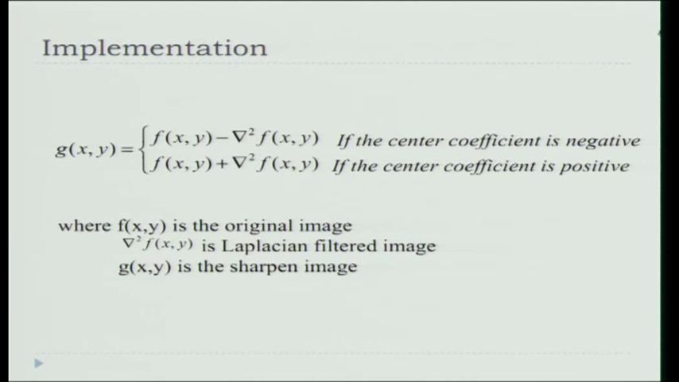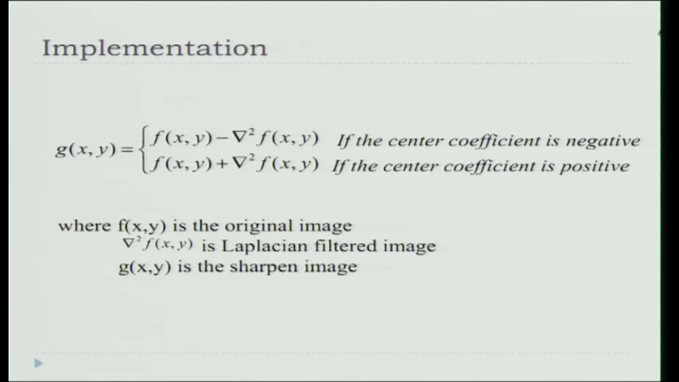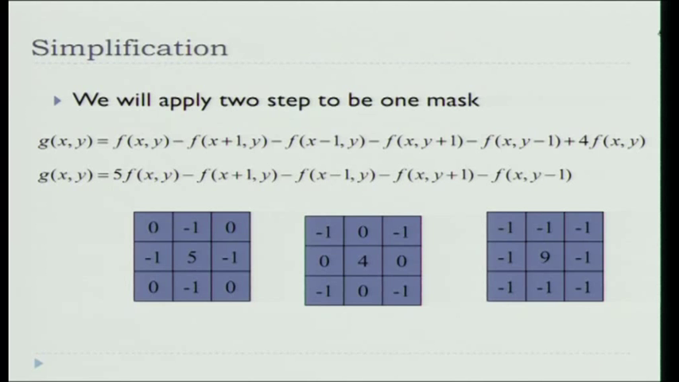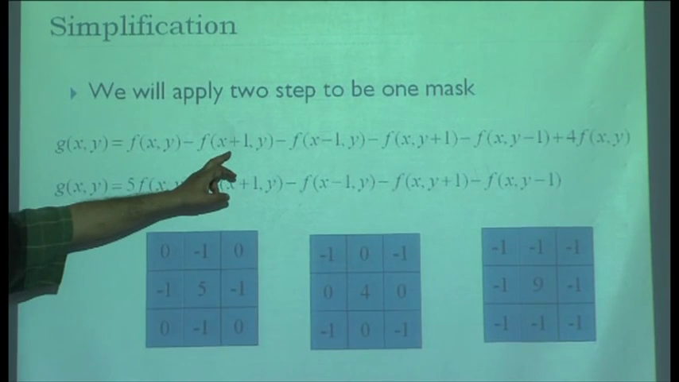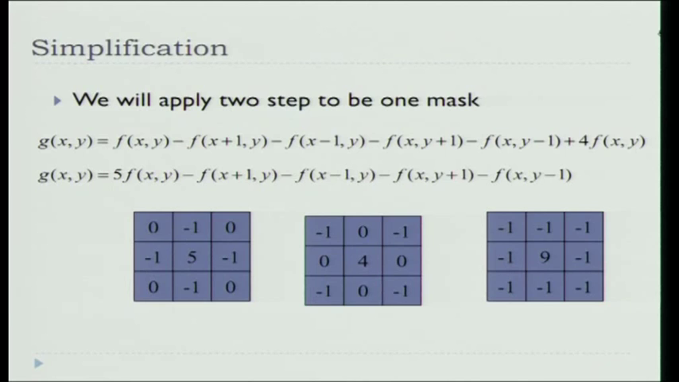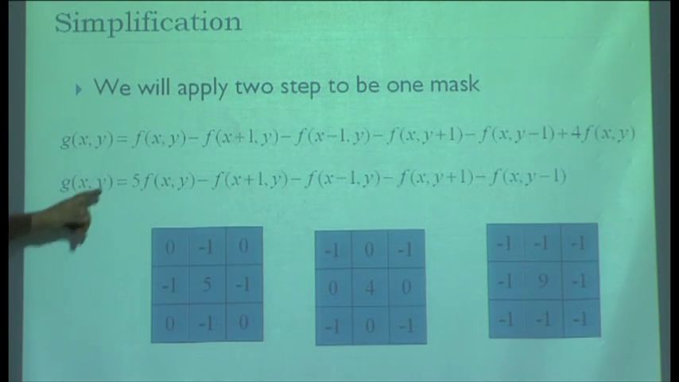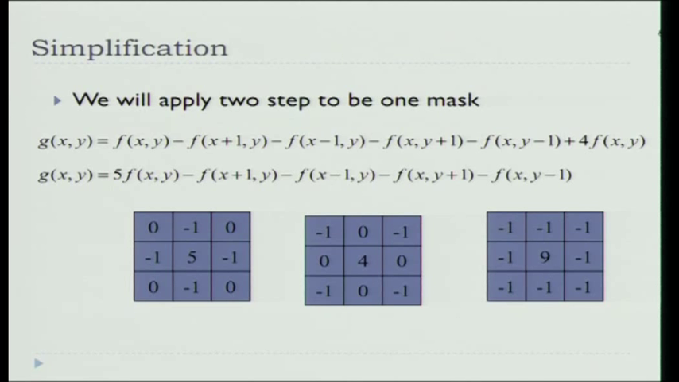So, now you know the formula for del square f, that is nothing but f(x minus 1, y) plus f(x plus 1, y), and so on. If we put this value into f(x,y) minus del square f(x,y) and combine the terms, I will get 5 f(x,y) minus the neighboring terms. So, this gives you the kernel of this form.